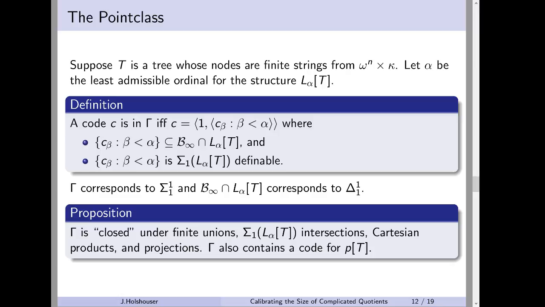So we can treat this kind of like a point class. It's closed under finite unions. It's closed under reasonably encoded intersections. You can extend the Borel codes to product spaces in a natural way, and it's closed under Cartesian products and projections. More importantly, it contains the code for the set that your tree was encoding. So you recover that code, or whatever the tree was corresponding to. That's nice.